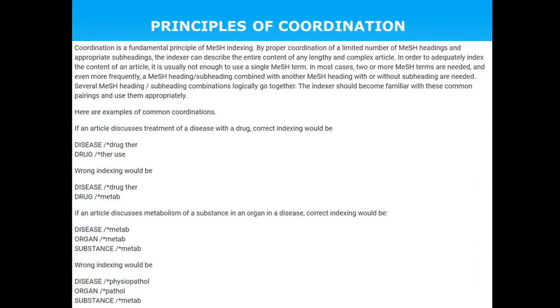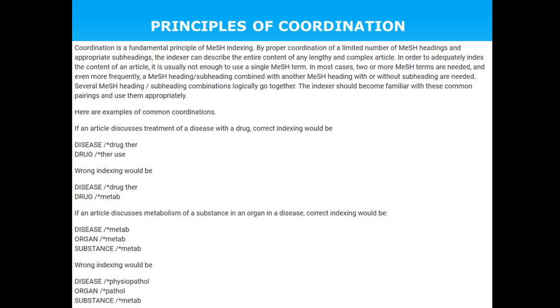Principles of coordination. I have told you the concept of coordination; we will see this with a specific example. It is a combination, right? By proper coordination, a limited number of MeSH headings and appropriate subheadings can describe the entire content of a lengthy and complex article. That means more than one heading is used to describe the thought content of the document. You are combining more than one heading. Simple as that.